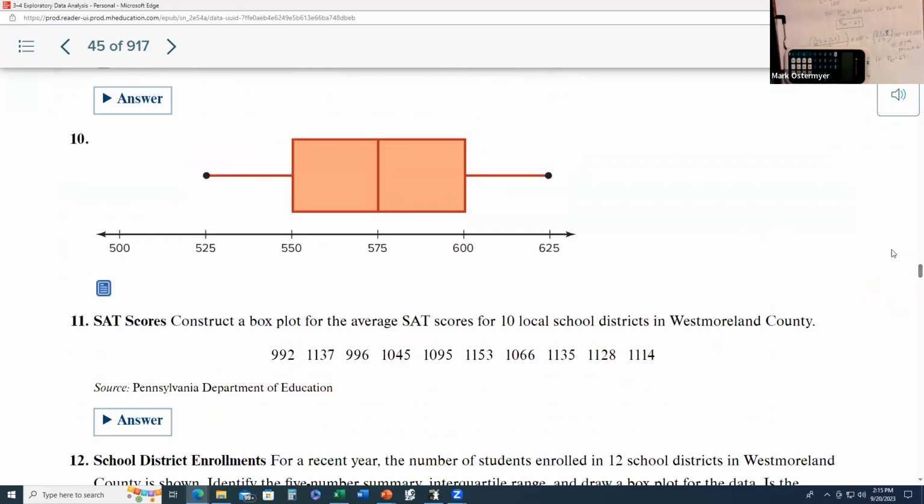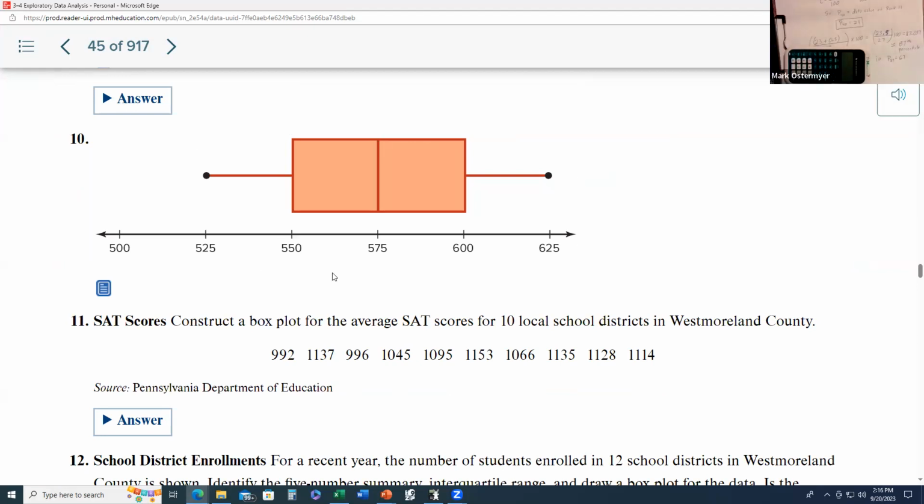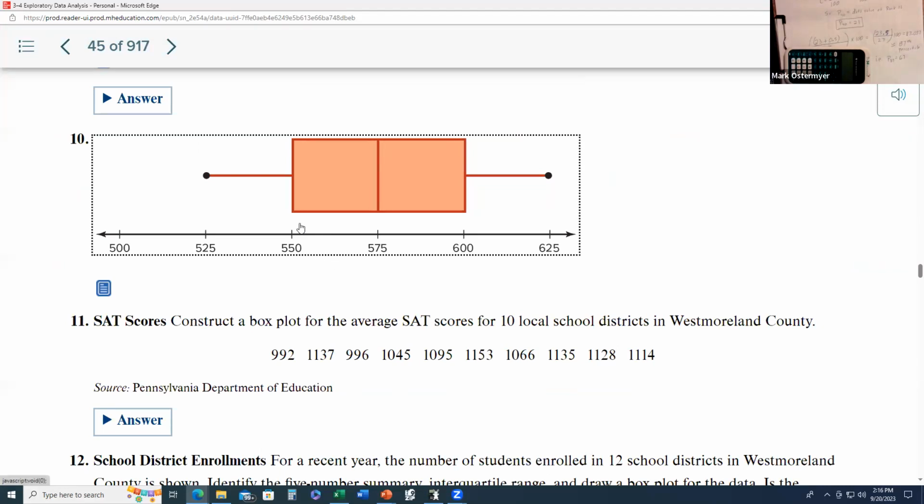Problem number 10. Can anybody tell me what the 5-number summary is for this data set? What would be the minimum data point in this data set? Approximately, what would be the minimum? 525. Looks like about 525. What would be the first quartile or the 25th percentile? About what? 550? All right, the left edge of the box. What would be the second quartile or the 50th percentile? Or the median?